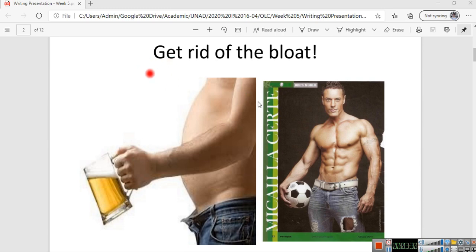Novia, I want you to think about how this relates to writing. Please unmute your microphone and go ahead. The student answers: get rid of the bloat. Yes, get rid of the bloat. So when we write, we can write like this, or we can write like this. So what is the difference between writing like this and writing like this?